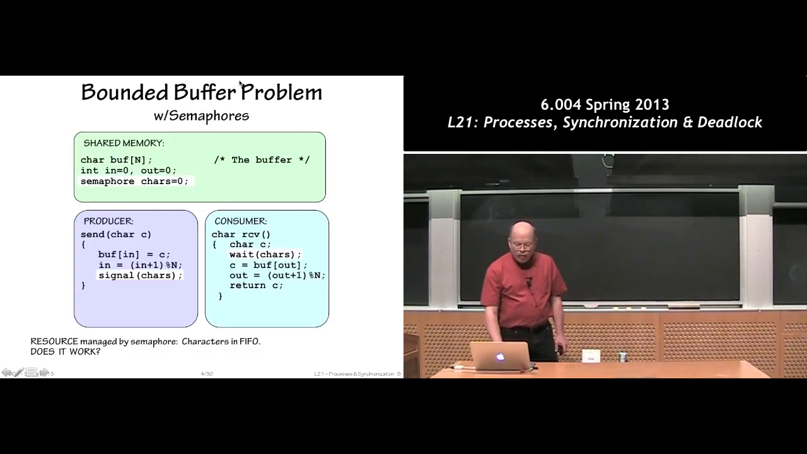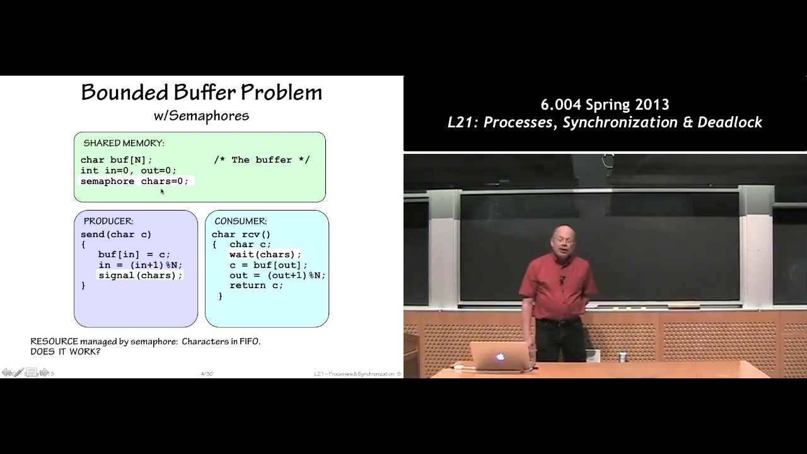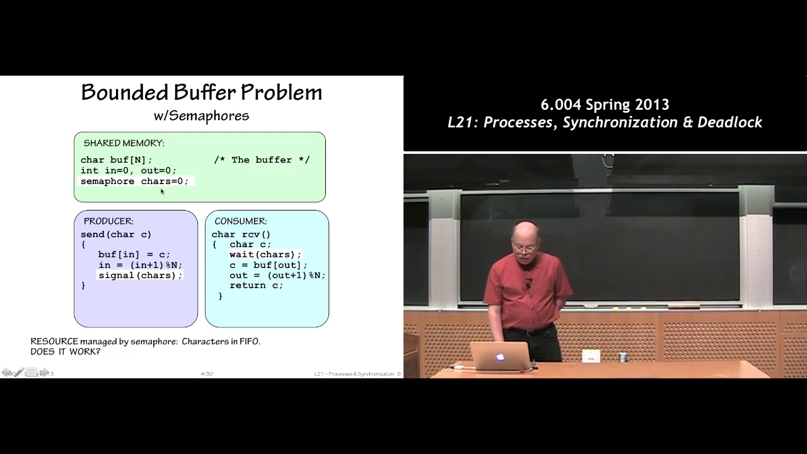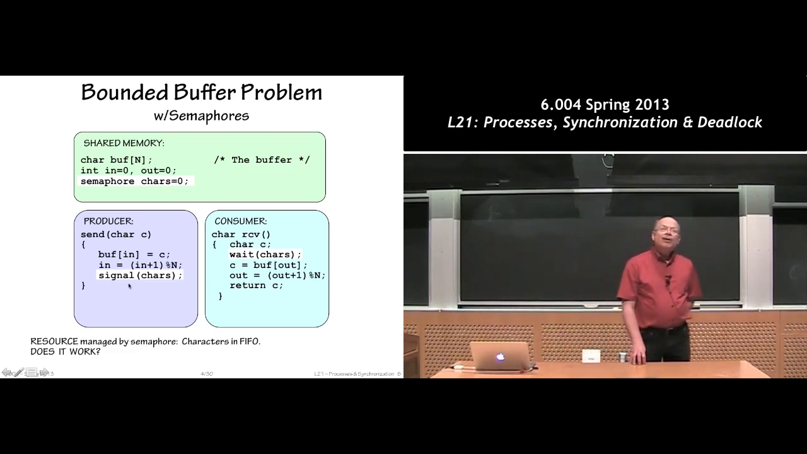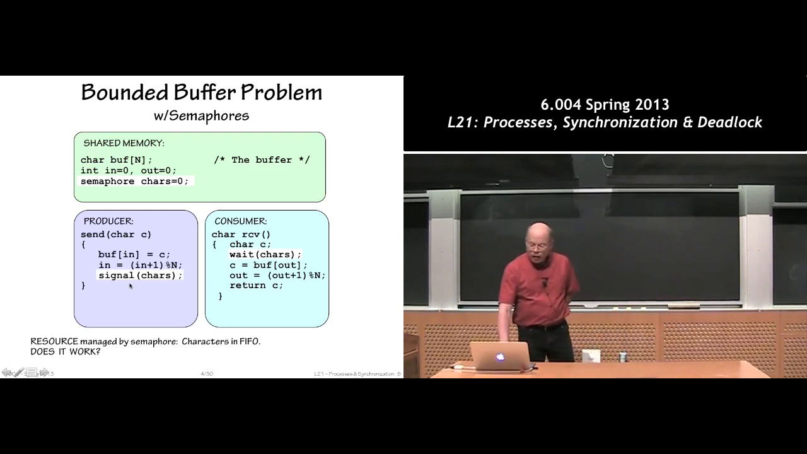Okay. So we're going to use semaphores in our bounded buffer problem. We're going to use that to indicate the number of characters that are in the buffer. Initially the number of characters in the buffer is 0, and every time the producer produces a character, it will signal that there's another character in the buffer. So the resource we're managing is the number of characters available in our shared buffer. Similarly, the consumer is going to do the wait. So it's going to wait for a character. That makes sense, right?